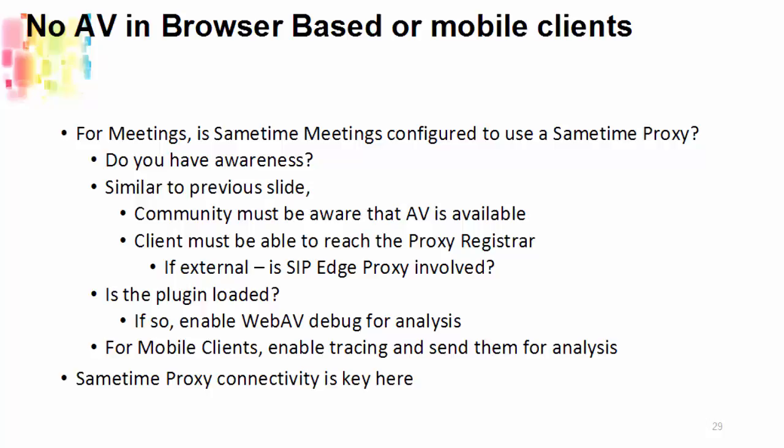Of course, the next question to ask is, is that plugin loaded? If it is, then enable the Web AV debug for analysis. For mobile clients, all the above still applies, but we'll have to enable tracing and send it in for analysis because the interaction behind the scenes is a little more complex than at a rich client or browser-based level. But Sametime proxy connectivity is key. Connecting to the proxy registrar is key, and those types of things make all the difference in the world.